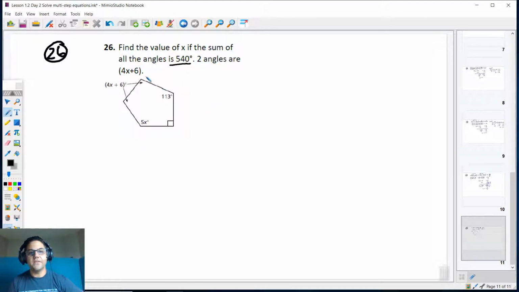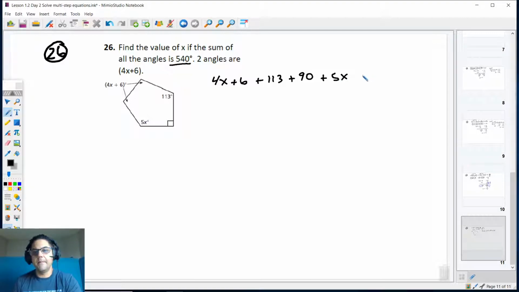The two angles are, so do you see the arrows, 4x plus 6. So when I write it out, I'm going to say, okay, just work clockwise, if you will. I'm going to say 4x plus 6, so that's these two angles here, plus 113. Don't forget the little box. We should know the box is a 90. And then we've got a 5x. And my sum, again, addition, is 540.